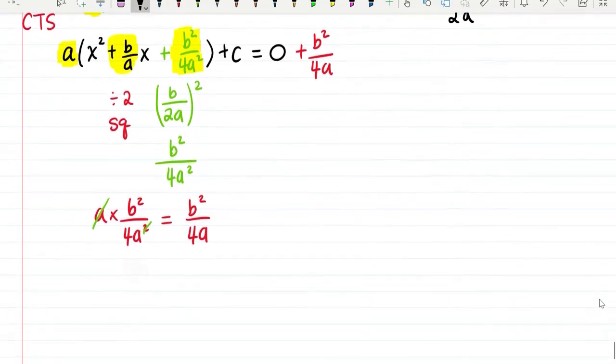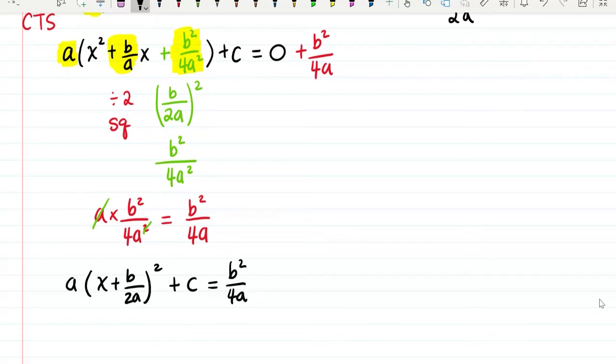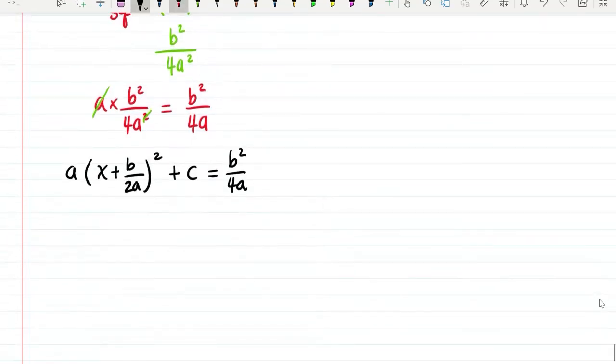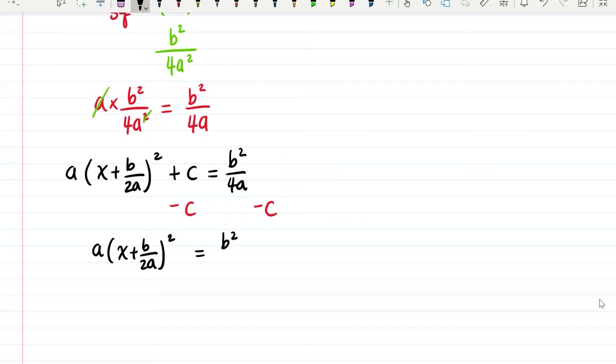So let's simplify the equation. Inside the bracket will be factored as x plus b over 2a squared, plus c is equal to b squared over 4a. Let's remove the c from each side. A times x plus b over 2a squared is b squared over 4a minus c.